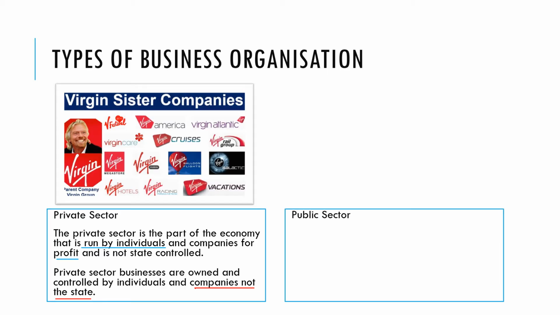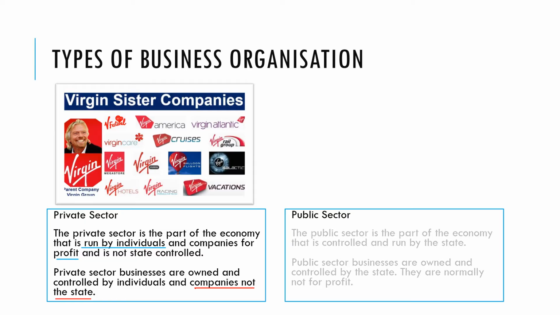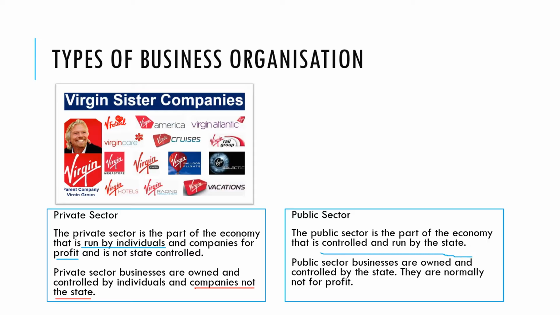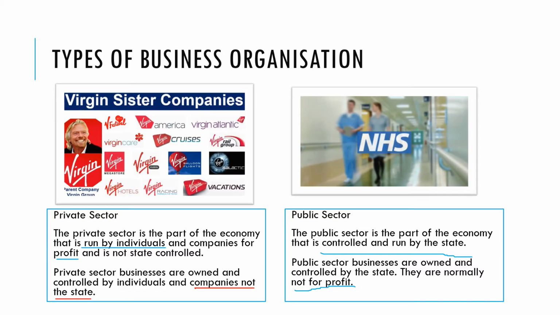A public business is one that operates in the public sector, and that is the part of the economy that is controlled and run by the state or by the government. So these businesses are owned and controlled by the state, and as a result, they're not normally run to generate a profit. An example would be the National Health Service in the UK.